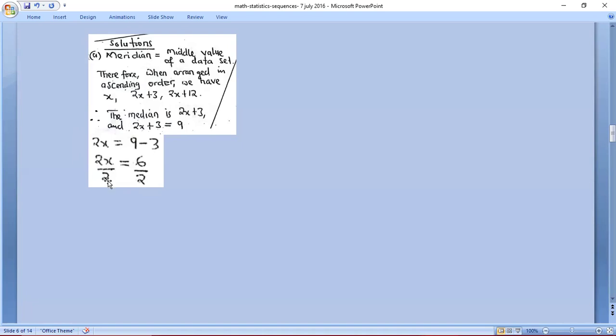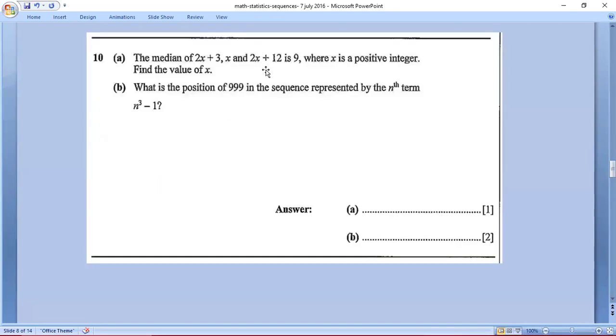So we'll cancel out the 2 on the left. X will remain, which is equal to 6 divided by 2 is 3. So the value of x is 3. We found the answer to the first question, or the solution.